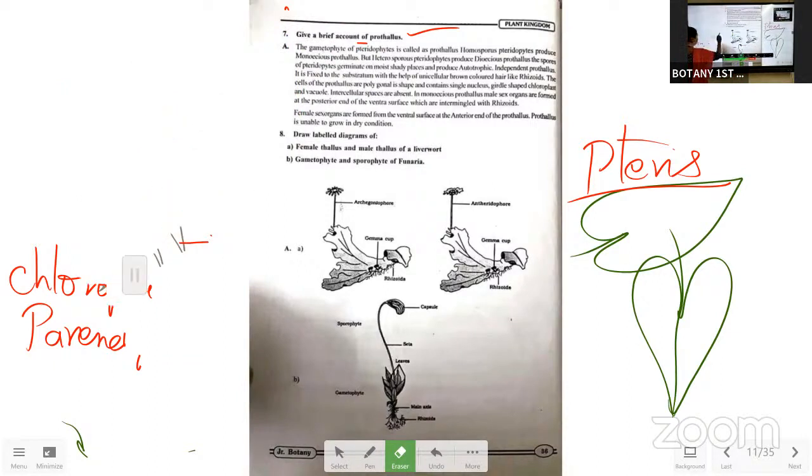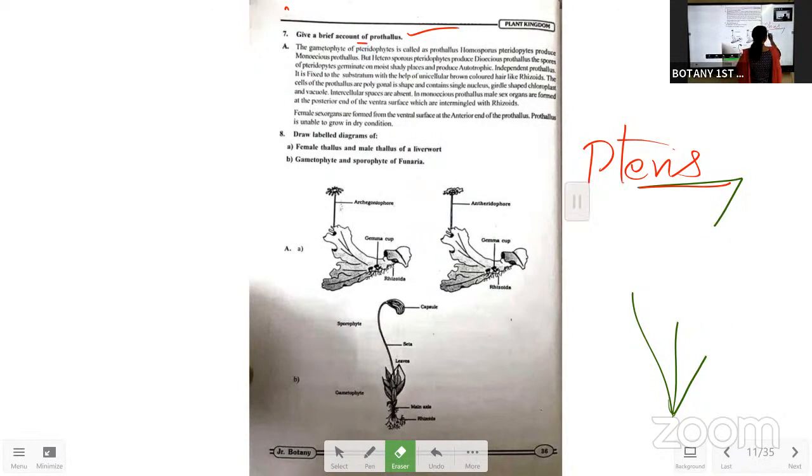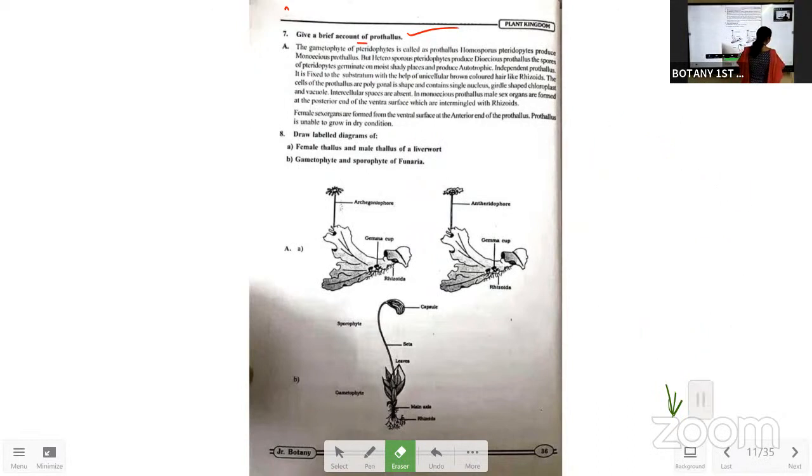Everything I said in a simple manner, and you have to draw this diagram so that you won't go out of this concept. The diagram keeps us in the concept. If you are not drawing the diagram, then you will write unnecessary points. If you draw the diagram, we make ourselves write the points based on the diagram. So that's the diagram we have to draw for explaining the prothallus in the pteridophytic plants.